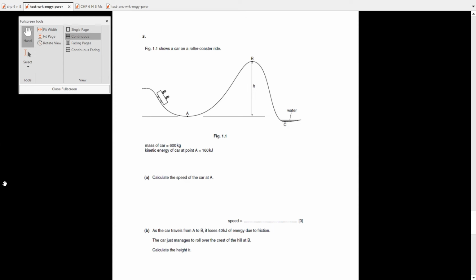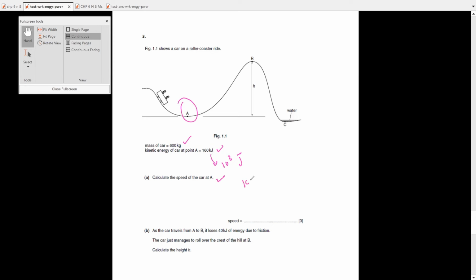Mass is given as 600 kilograms. Now let's use another color. Mass is 600 kilograms. Initial kinetic energy at this point is 160 kilojoules. K is kilo, which means 10 raised to power 3. Joule is the unit of energy. We have to calculate the speed.